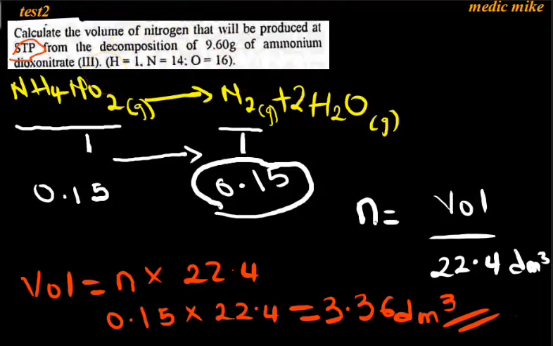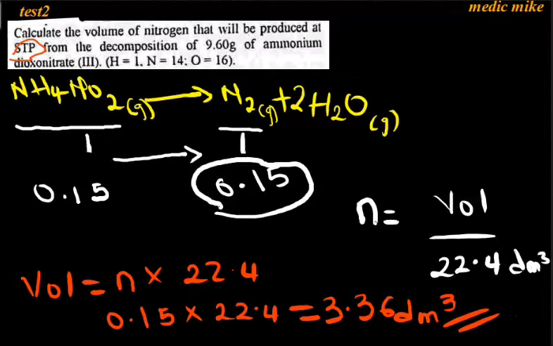So that's the only thing we'll be using to compare the question. Afterwards, we looked for the mole using 9.6 grams. In the question, we looked for the molar mass. Then we found this mole, which is 0.15, using mass over molar mass. So 9.6 divided by 64, we got 0.15.